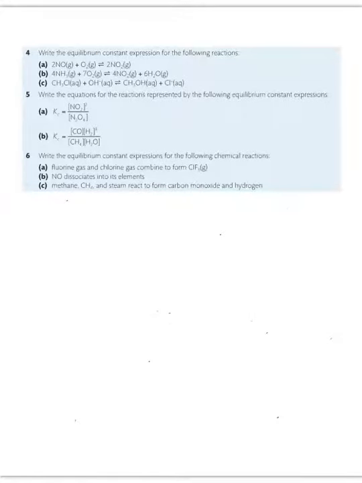Question 5 wants you to do the opposite. They want you to write the equation given the equilibrium constant expression. And it's really not that difficult because if I look, I see for 5A, I have NO2 squared, so that means my product must be 2NO2. And I've got N2O4 with no exponent given. So this appears to be my equation, and when I look, it's balanced, so I'm pretty confident about that.